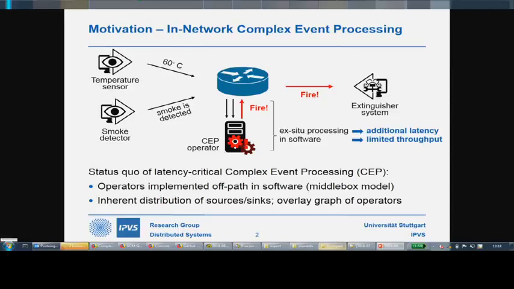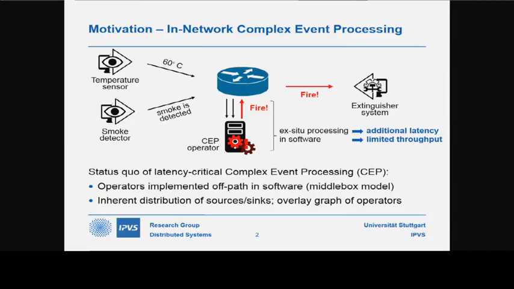In this example you see here, there are networked temperature and smoke detectors, and they send basic events, that is the temperature and whether smoke is detected or not, to a CEP operator, and based on these basic events, the operator would detect fire and would send it to an extinguisher system, for example. The way that CEP is implemented these days is that these operators are implemented in software on off-path hardware, following the middlebox model, and through this processing there is additional latency because that hop to the external CEP operator causes latency, obviously, and through the software processing we also have limited throughput.